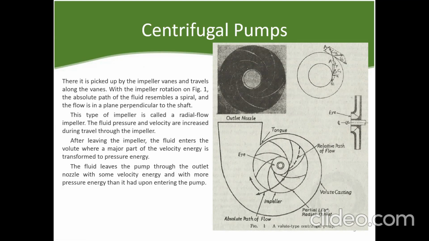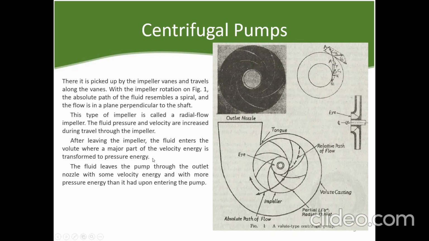With the impeller rotation on figure 1, the absolute path of the fluid resembles a spiral and the flow is in the plane perpendicular to the shaft. This type of impeller is called radial flow impeller. The fluid pressure and velocity are increased during travel through the impeller. After leaving the impeller, the fluid enters the volute where a major part of velocity is transformed to pressure energy.